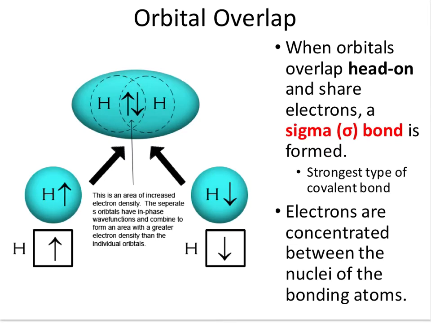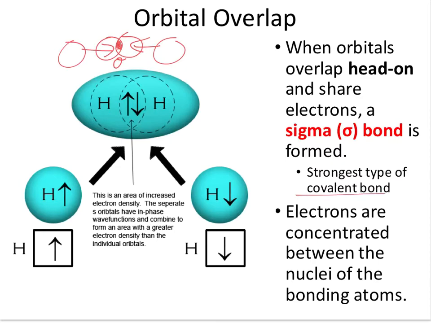Now when they have a head-on interaction, so in this case, if we had a hydrogen and they interacted in a head-on manner where they overlap this way, the electrons are going to be found in this region over here, and this bond that's going to be created is called a sigma bond. So there's actually two types of covalent bonds. There's a sigma bond, and there's also a pi bond.